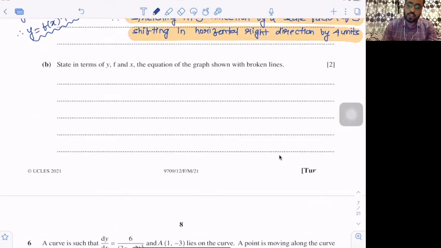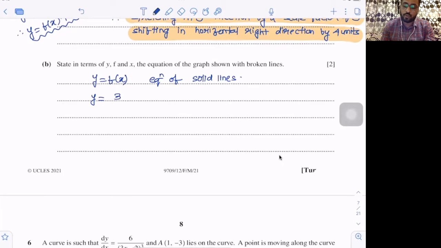So I can write the equation of the broken line as what? I had the original equation as y is equal to f of x. That's the equation of the line which is shown with a continuous graph, right? So equation of solid lines. So what has happened to the equation of the broken lines? There is a stretch by 3 units. So 3 times f of x. Stretching has happened.